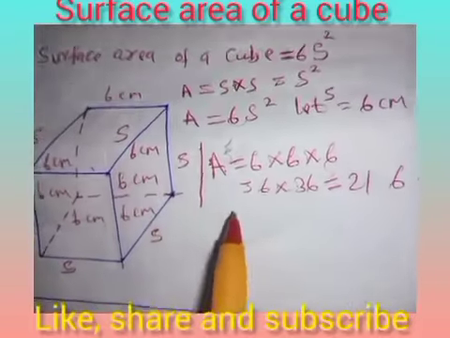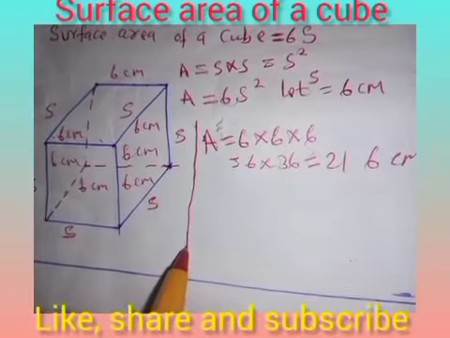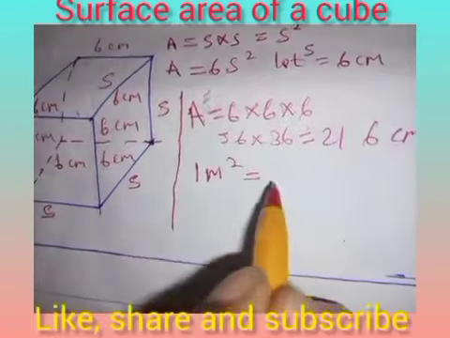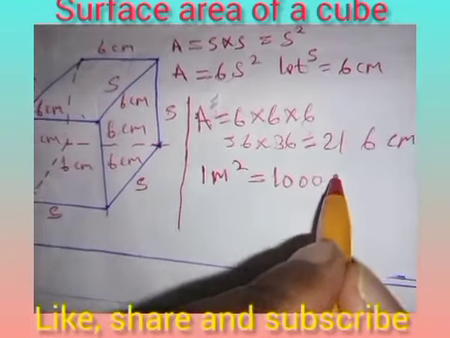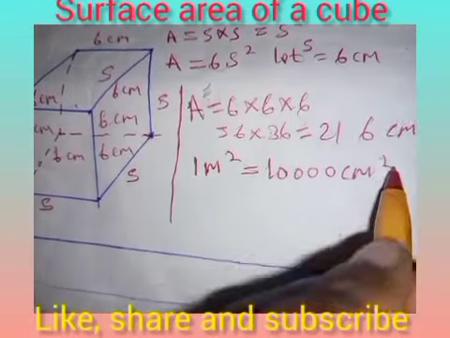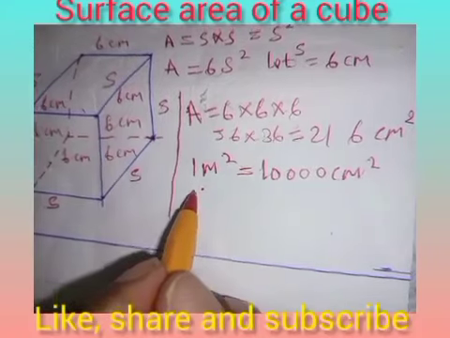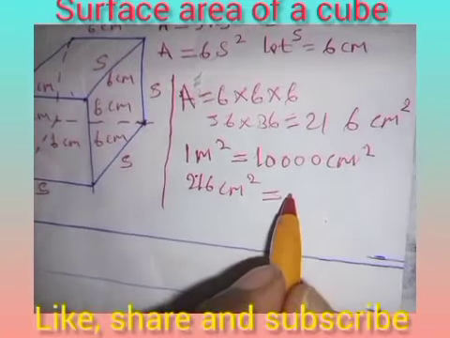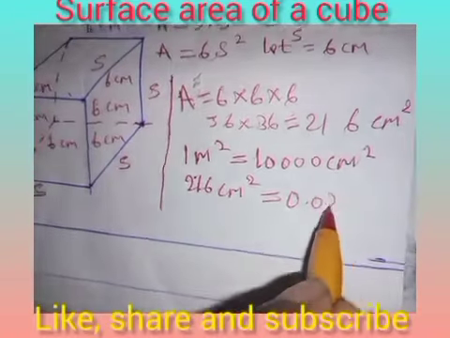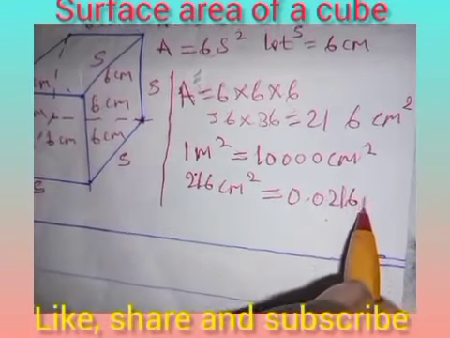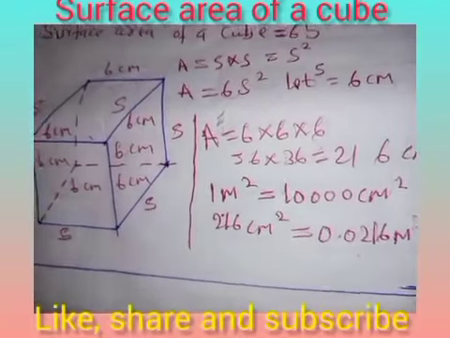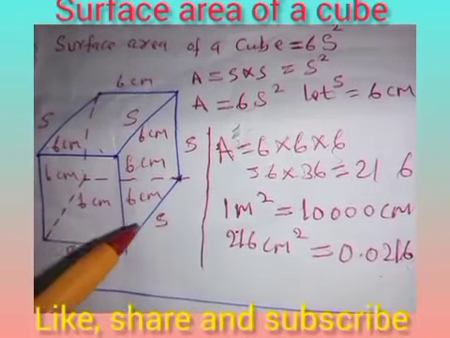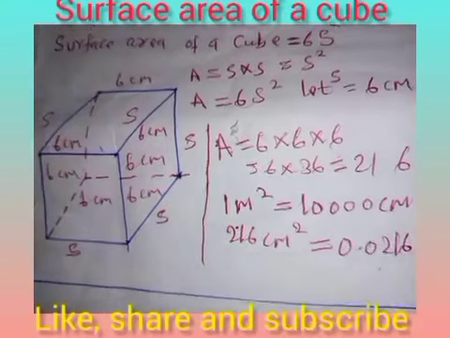You can decide to give this area in square meters by using the fact that 1 square meter is equal to 10,000 square centimeters. Then we ask ourselves, what about 216 square centimeters? We divide by 10,000, and this will give us 0.0216 square meters. So that is how we obtain the surface area of our cube by simply multiplying 6 by the square of the side, by the size of the side which is given.